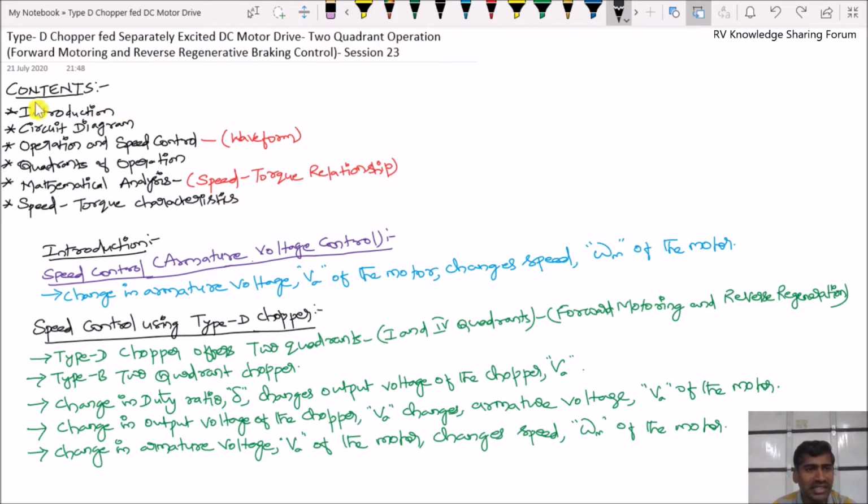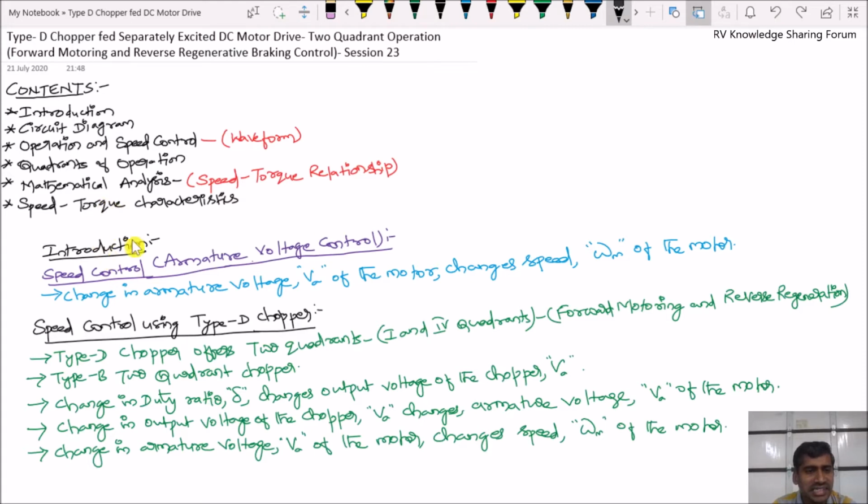So now let us discuss the contents which we are going to cover in this session. First I will give an introduction, and after that we will discuss the circuit diagram. Then we will discuss the operation and speed control of the type D chopper fed DC motor drive with the help of waveforms, and we will discuss the quadrants of operation. After that we will discuss the mathematical analysis, in which we derive the average output voltage of the chopper and the armature voltage of the motor, and at last we will derive the speed torque relationship. Through this relationship we will draw the speed torque characteristics of the DC motor drive when it is fed by this type D chopper.